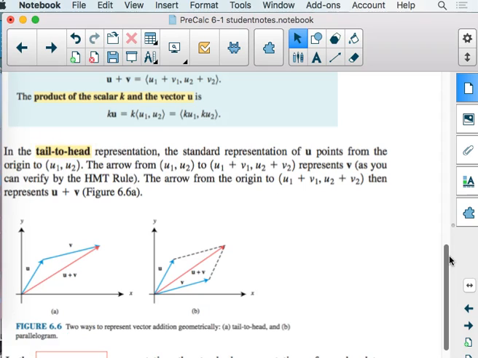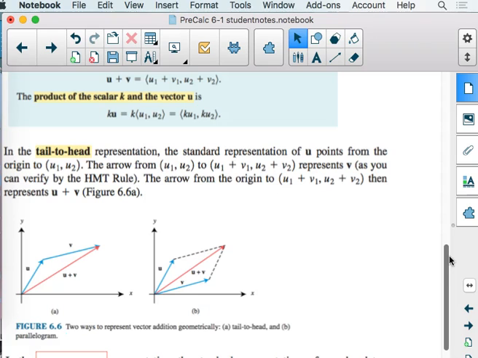In the tail to head representation, the standard representation of u points from the origin, again, origin to u sub 1, u sub 2. The arrow from u sub 1, u sub 2 to that new terminal point represents v. We've done that with that head minus tail rule already today using subtraction. The arrow from the origin to u sub 1 plus v sub 1, u sub 2 plus v sub 2, then represents u plus v.